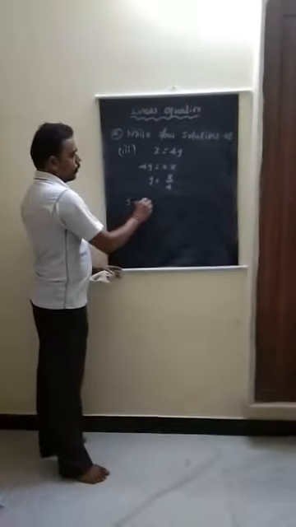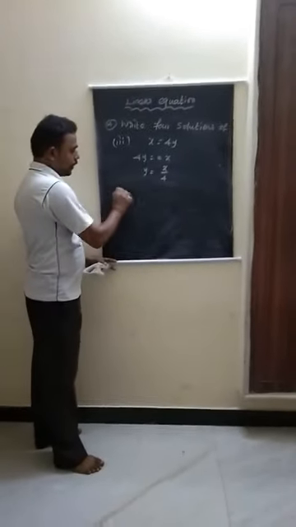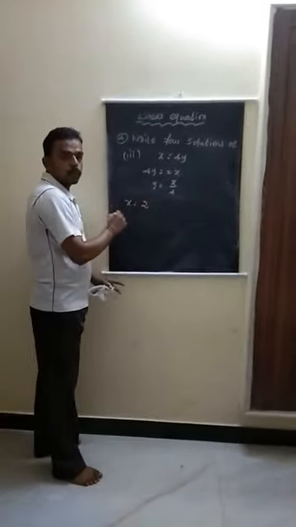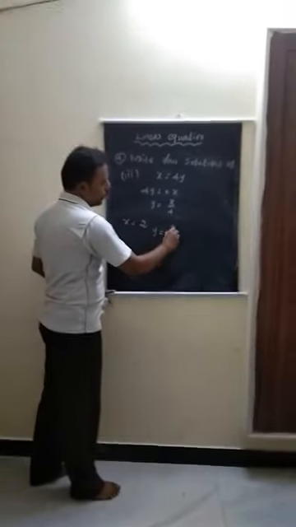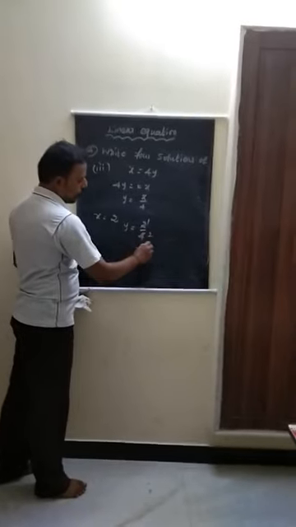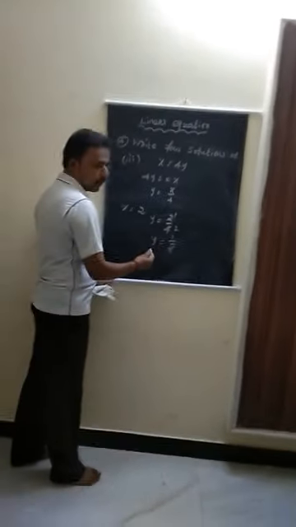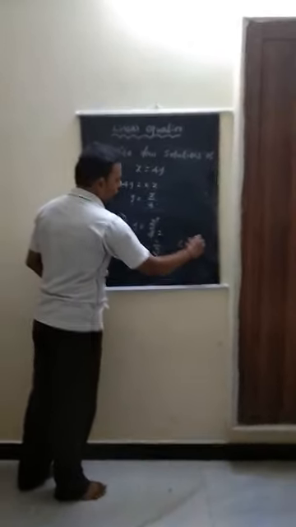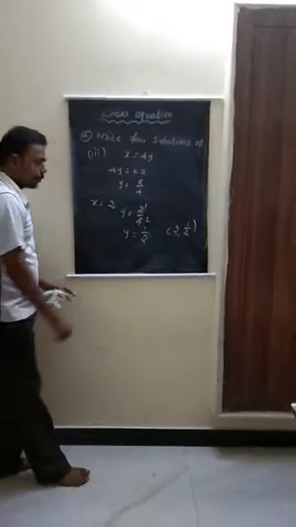Well, we need to get the answer. For that, x is equal to, suppose, 2. What happens? y equal to 2 divided by 4. Cancel by 2. So y equal to 1 by 2. So now the point is 2 comma 1 by 2. This is also an answer.